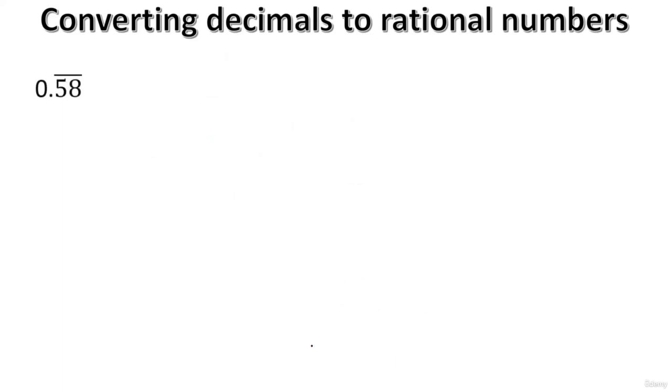0.58 recurring. Okay, so as I said previously guys, this is nothing but 0.585858. This will recur infinitely. Let's call this as x. Now like in the previous question सिर्फ एक digit 0.3 was repeating. Okay, यहाँ पे 0.58585858 is repeating, right? Two digits are repeating. So I multiply both sides by 100.